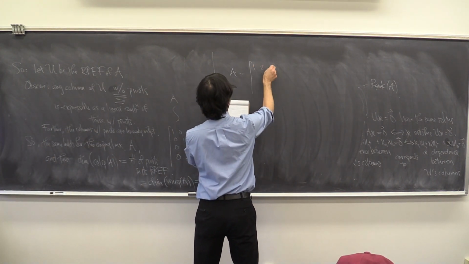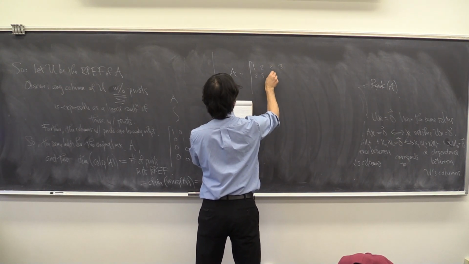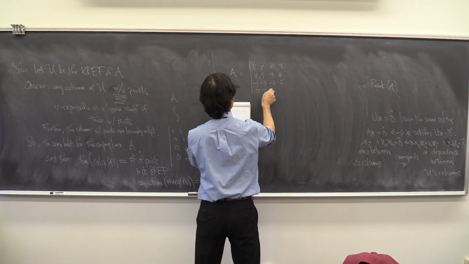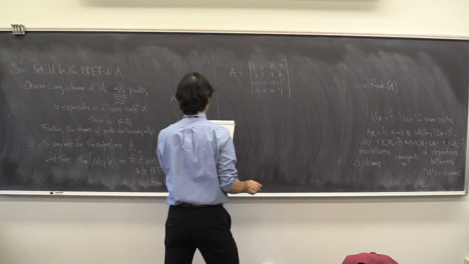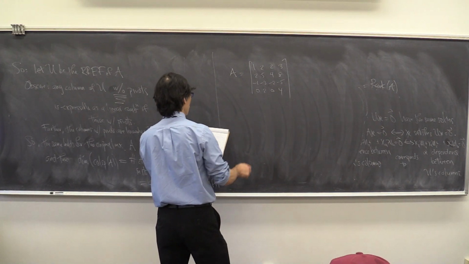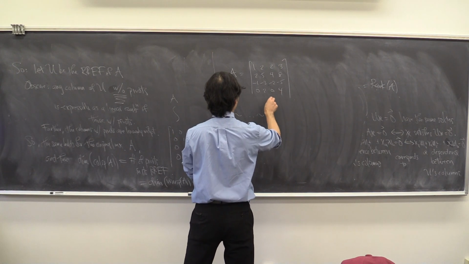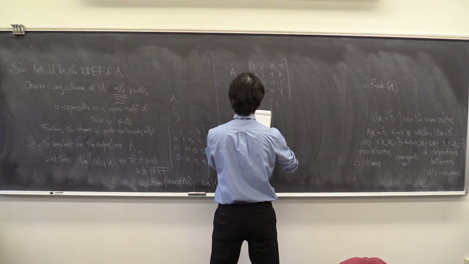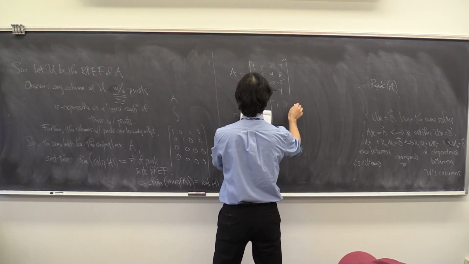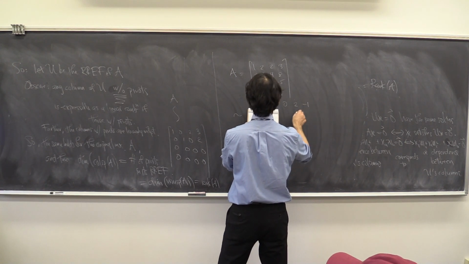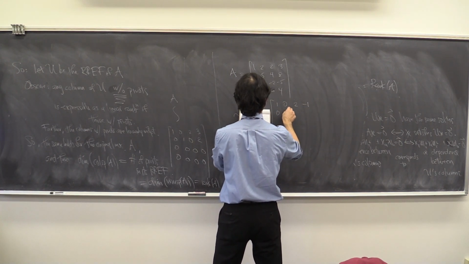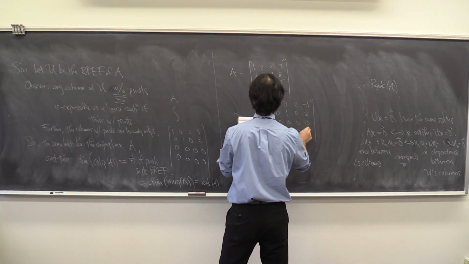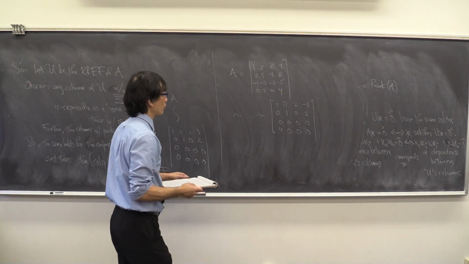1, 2, 2, 3, 2, 5, 4, 8, -1, -3, -2, -5, 0, 2, 0, 4. Then you do Gaussian reduction on it. It turns into this matrix: 1, 0, 2, -1, 0, 1, 0, 2, 0, 0, 0, 0, 0, 0, 0, 0.